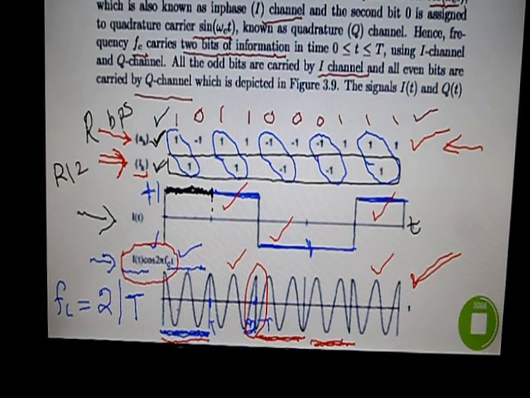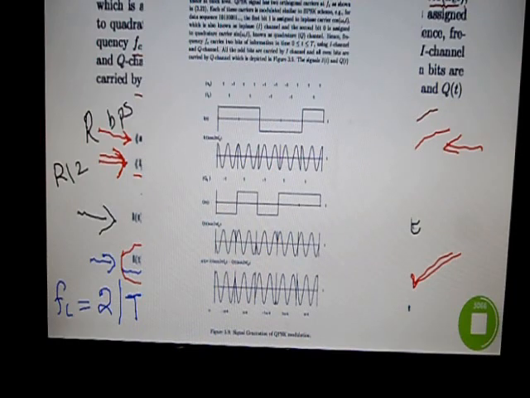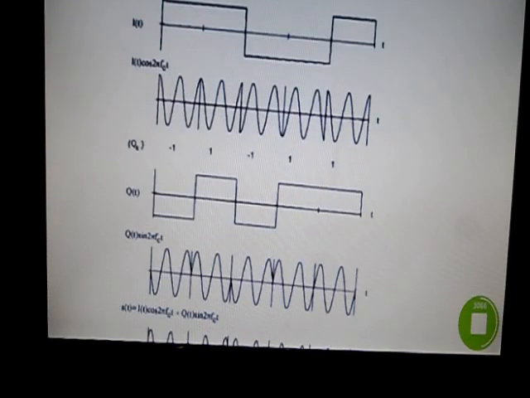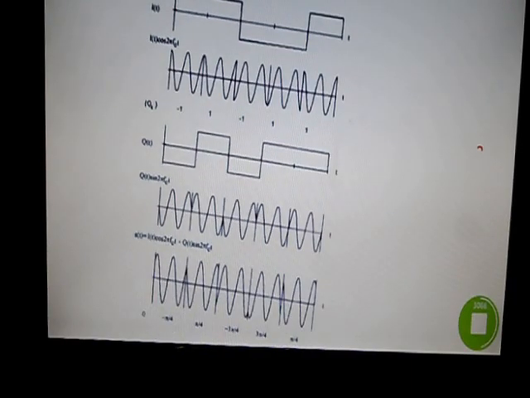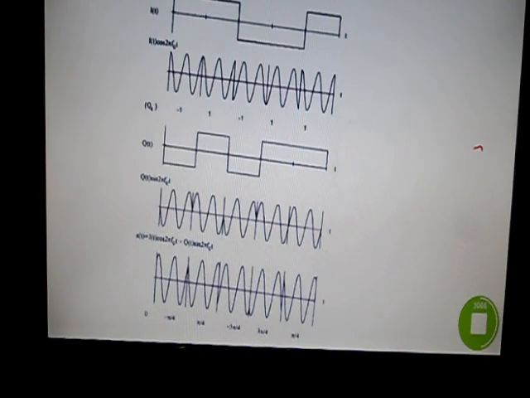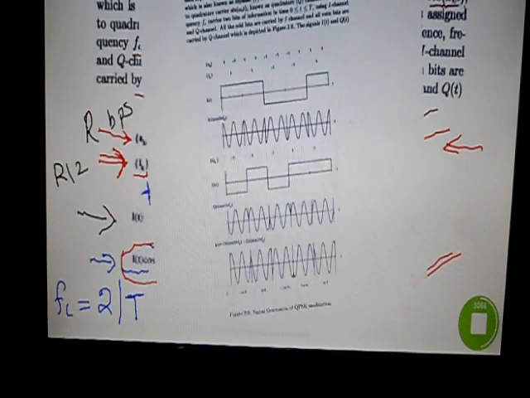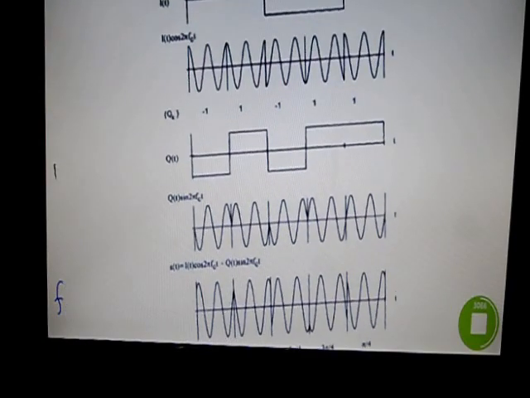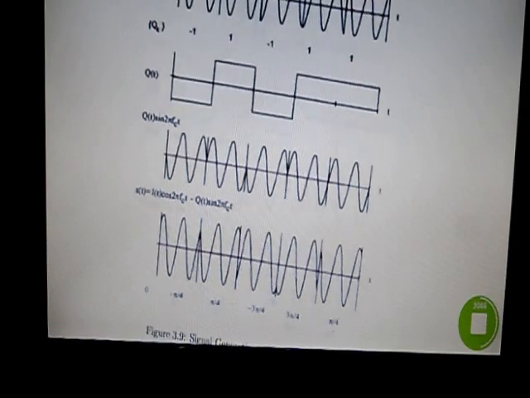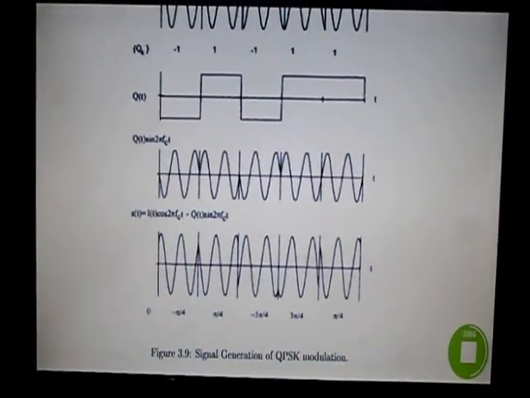We will now discuss the generation of the signal for Q of t. Let me put it over the previous figure so that we can modify our signal. Now observe our Q of t. It's very similar to the one I described in that diagram.